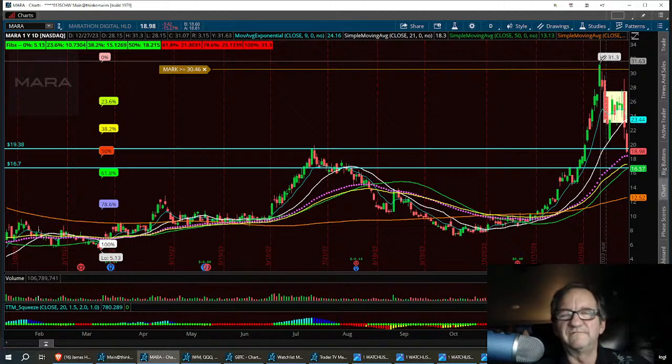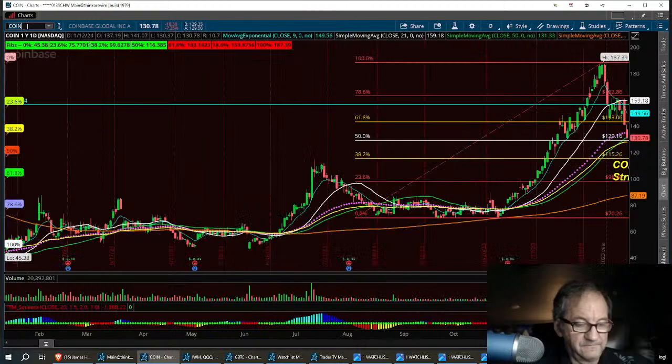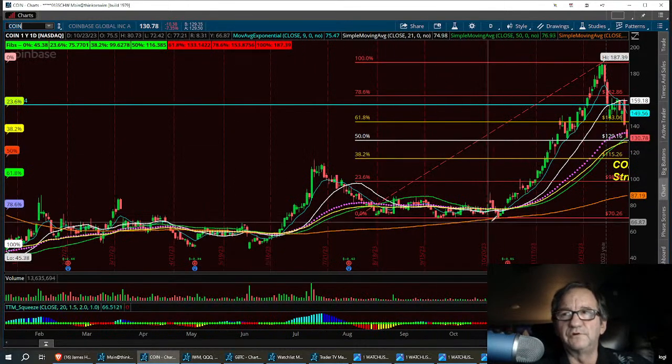So I get very leery of a stock that's ran up so hard and so fast in such a short period of time. Same way with Coin. I mentioned Coin last week, and I said this might be a good one to short because we're going to be selling into the news. And it also had a triple bottom down here.